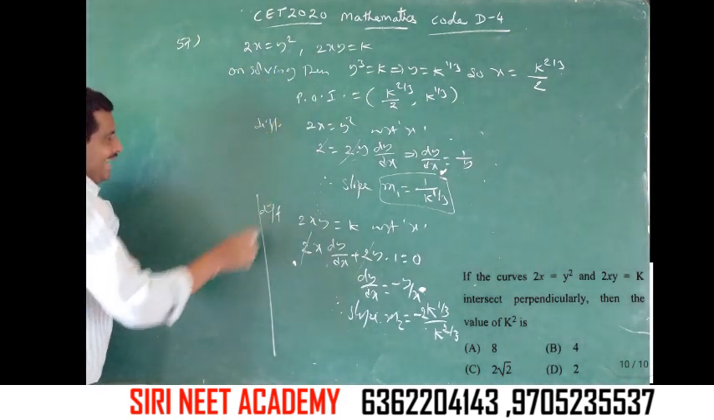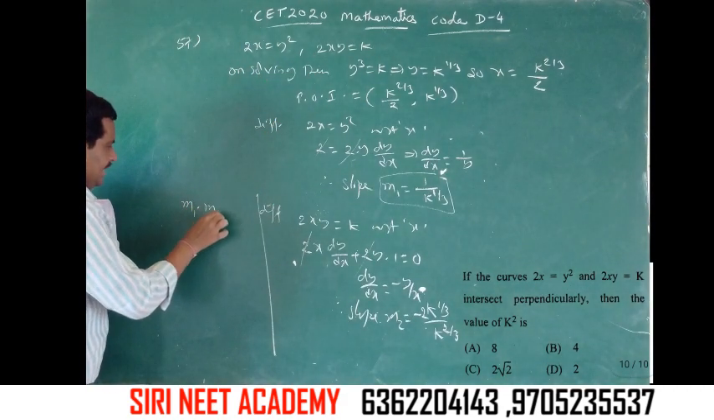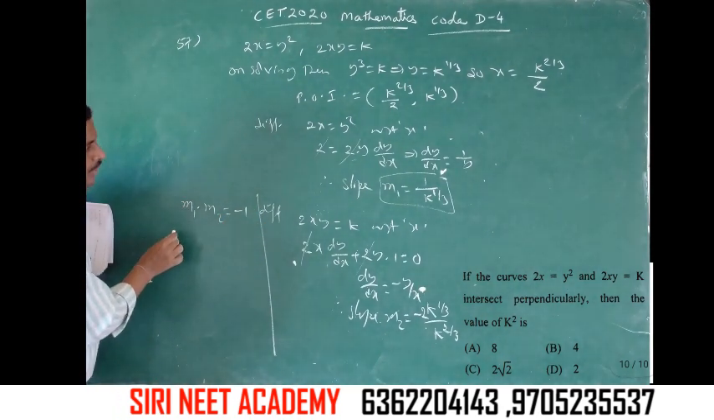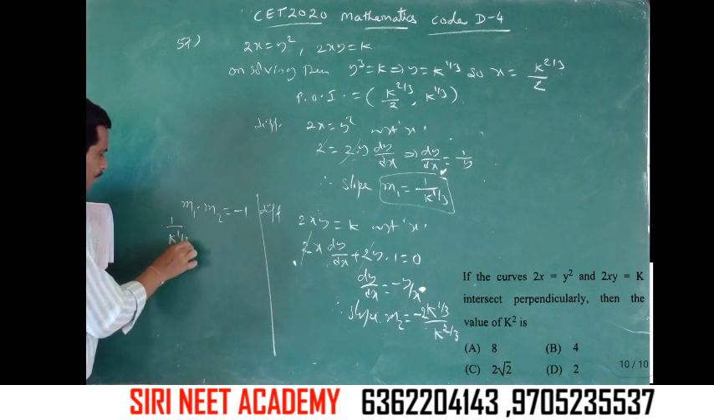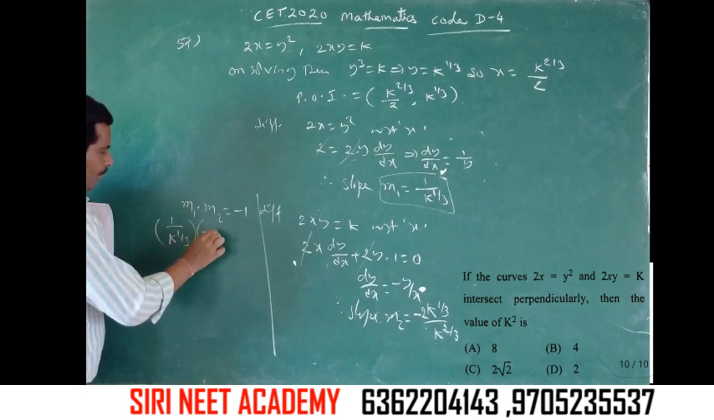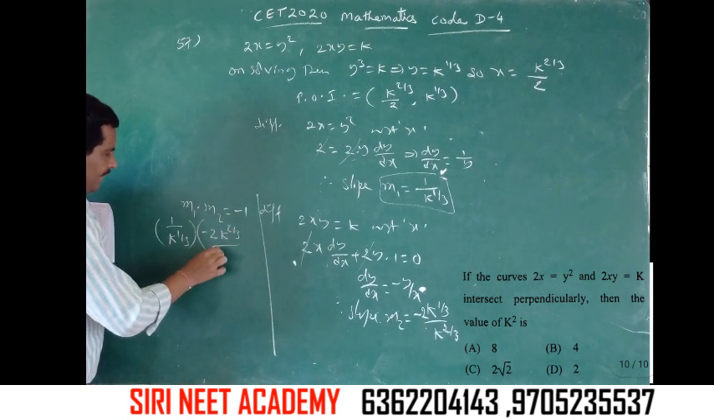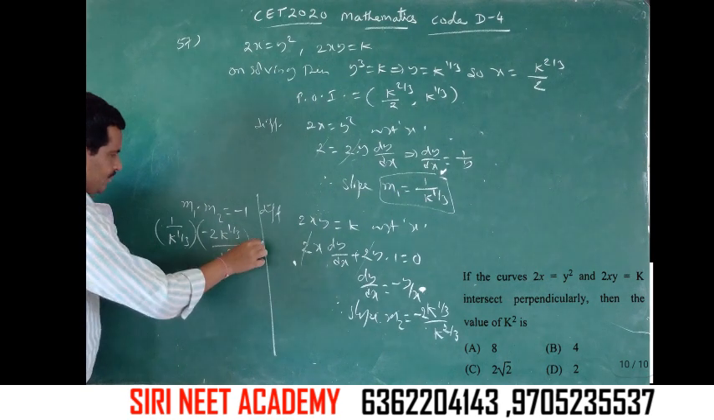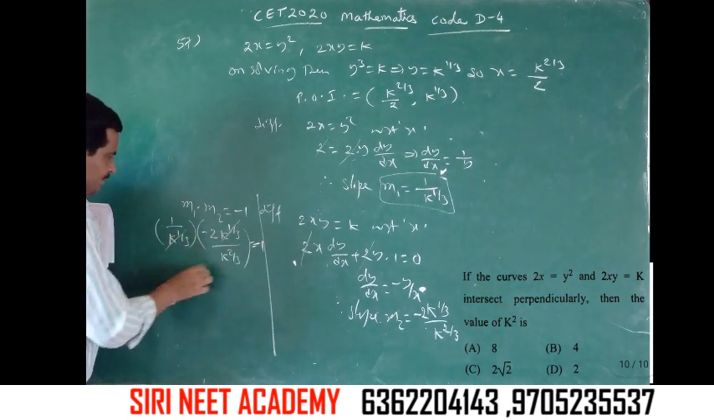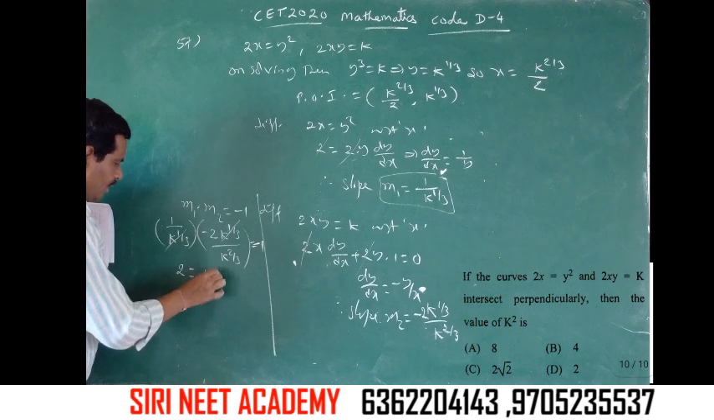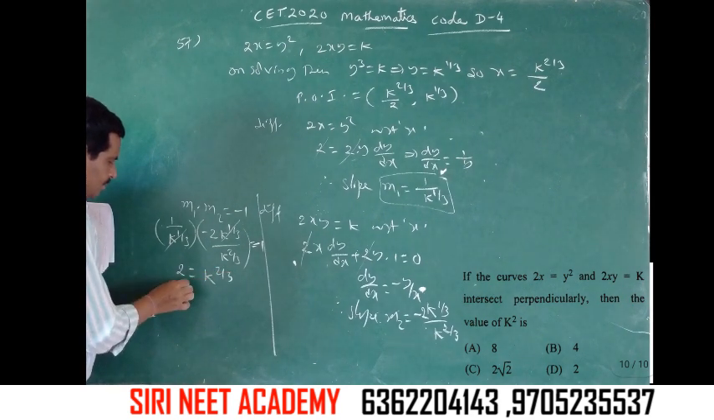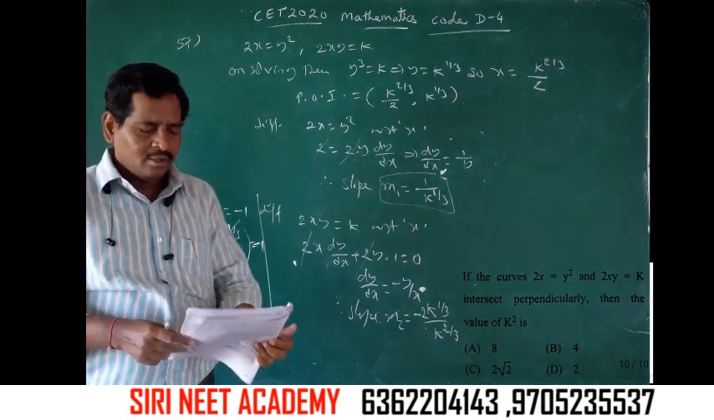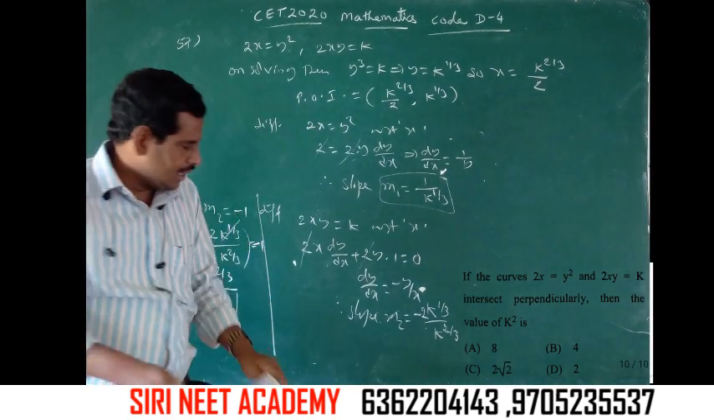Curves intersecting at right angles, so the product of slopes of tangents is minus 1. m1 value 1 by k power 1 by 3, m2 value minus 2 k power 1 by 3 divided by k power 2 by 3, is equal to minus 1. Cancel these two, minus minus cancel. 2 is equal to k power 2 by 3. So 8 is equal to k square. We need k square only, value 8, just given in option A.